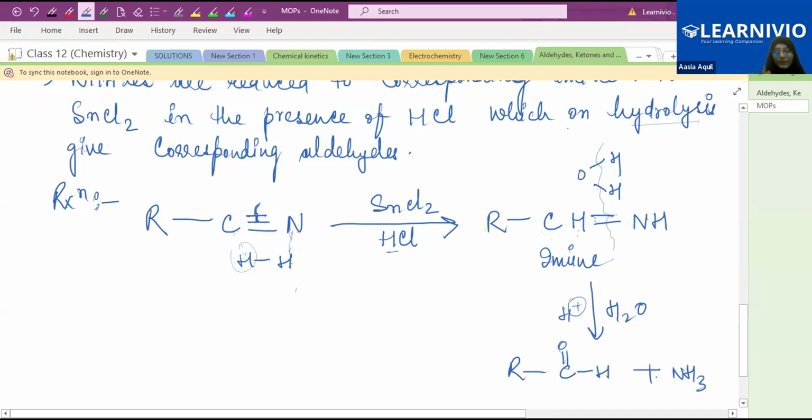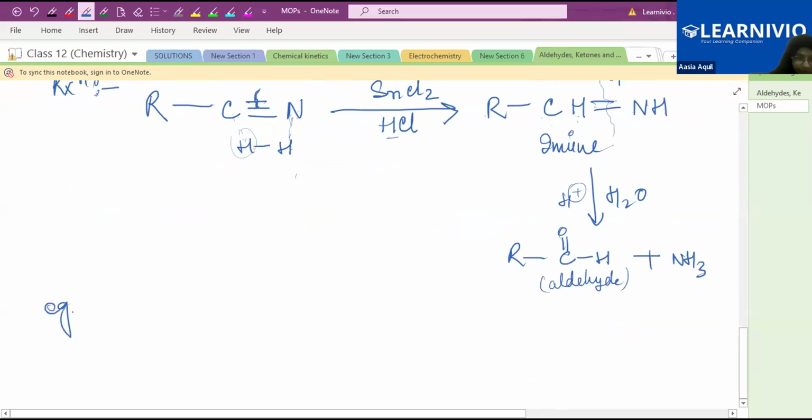What is the first step? The nitrile will undergo reduction, and you will get imine. Further on hydrolysis you will get an aldehyde plus ammonia. So that's the proper mechanism of this Stephen reaction or reduction. Is it clear to everyone? Yes, ma'am. Any doubt in any step? You can ask. So this is your aldehyde. That's how we will achieve aldehyde.